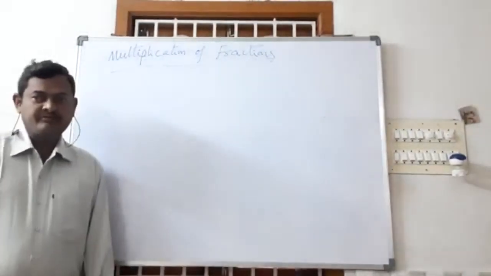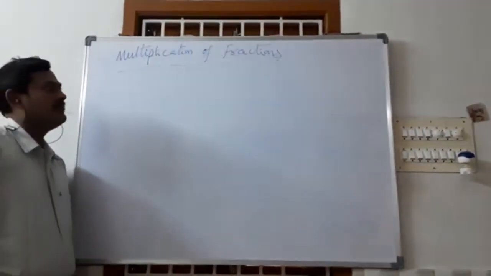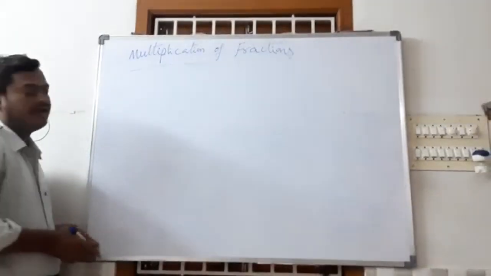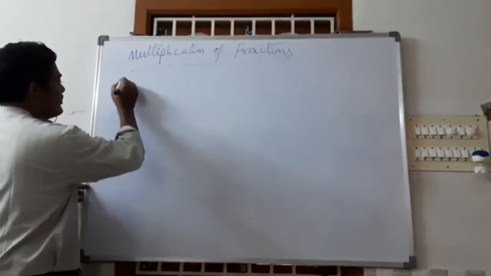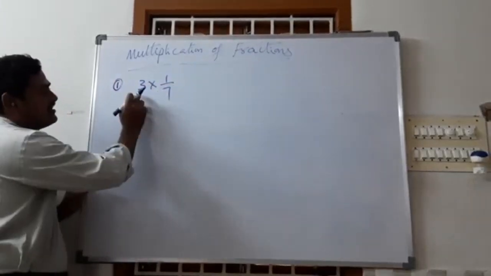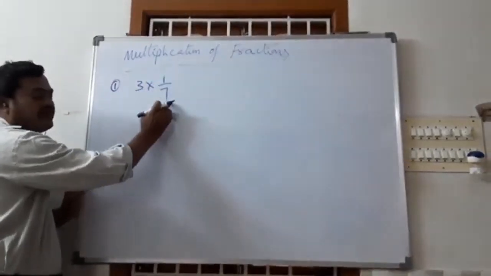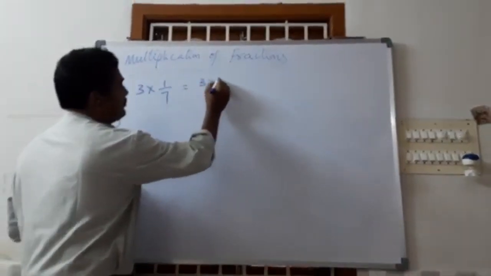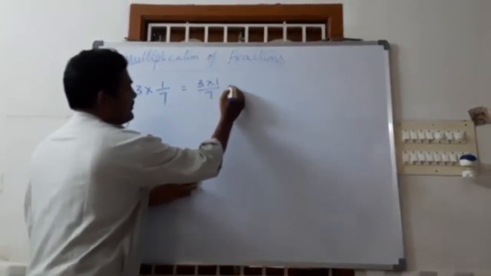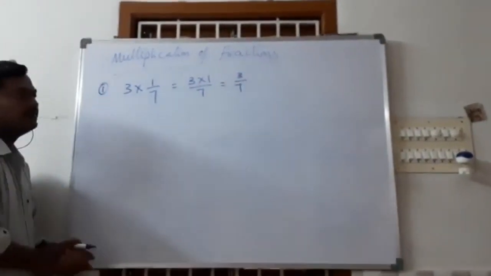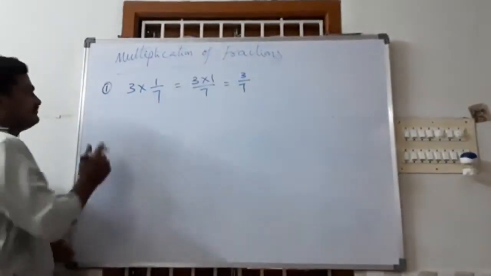Now we discuss fractions. Now we go for multiplication of fractions. So what is the symbol for multiplication? Into. Now the first problem we can discuss: 3 into 1 by 7. So 3 is a number and 1 by 7 is a fraction. How can I write this one? 3 into 1 by 7 equals 3 ones are 3 by 7.